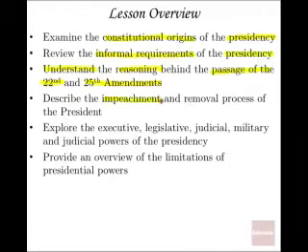We're going to describe the impeachment and removal process of the president. We're going to explore the executive, legislative, judicial, military, and diplomatic powers of the presidency. And we're also going to provide an overview of the limitations of presidential powers. So let's get started right into the material here.